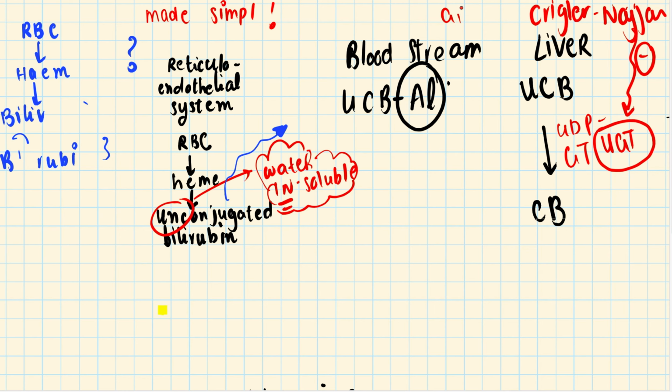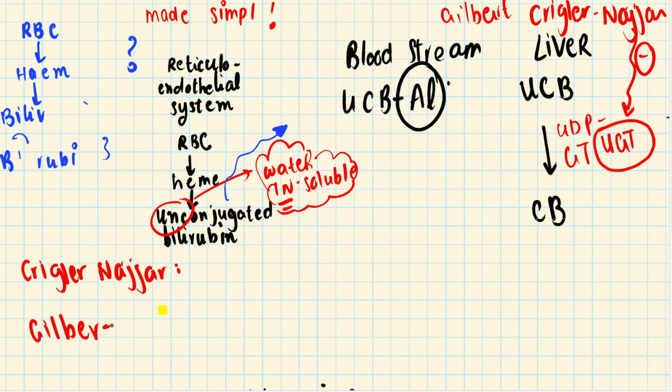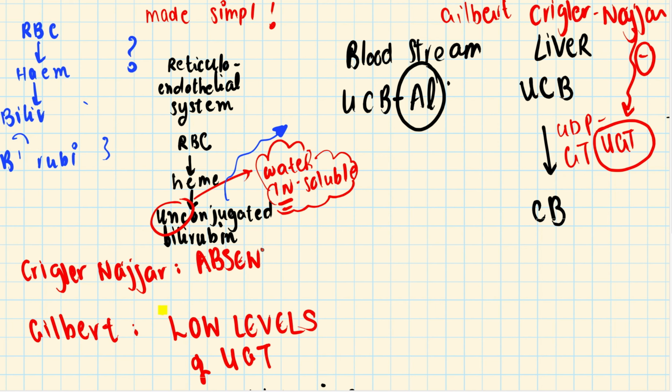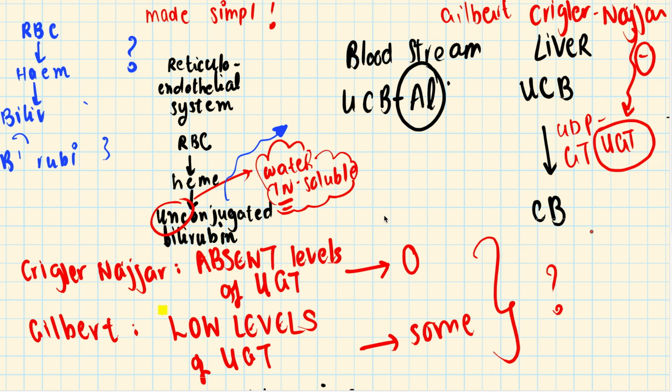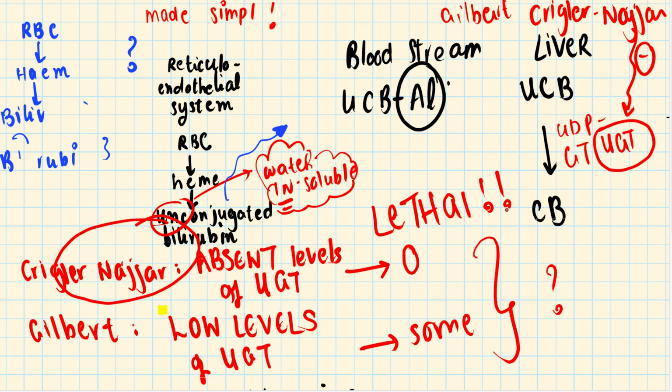Okay. Now, if you have a deficiency in UGT, that is known as either Gilbert syndrome or Crigler-Najjar syndrome. Gilbert syndrome is the nicer version, and Crigler-Najjar is the horrible, villain version. In Gilbert syndrome, you still have some of the UGT. In Crigler-Najjar, nope, nothing. You have no UGT. It's completely absent. That means that Crigler-Najjar is fatal, okay? It's lethal. With Gilbert syndrome, patients can still survive.